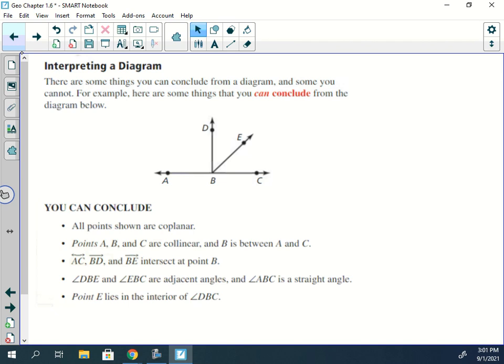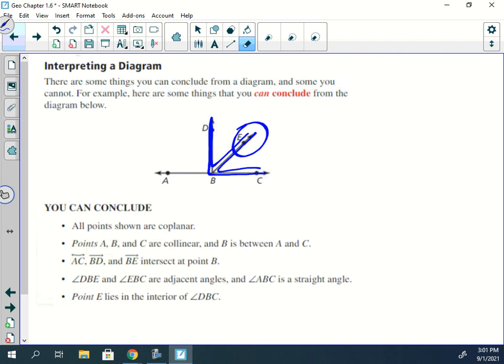Points A, B, C, and D are collinear. They're on a line, so we're going to say that they are collinear. We can conclude that, and that B is between A and C. Well, we can see that, yes? AC is a line. BD and BE are both rays, and they all intersect at point B, because that's where they all start and they all cross, yes? Okay. DBE and EBC are adjacent angles because they share a common vertex and a common side and no common interior points. And lastly, point E is in the interior of angle BDC.